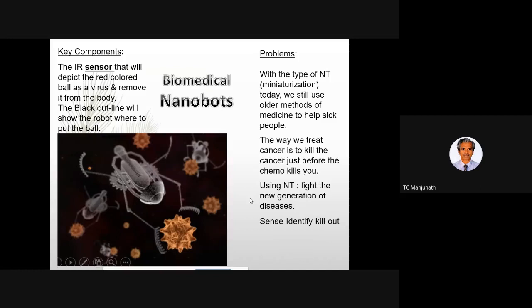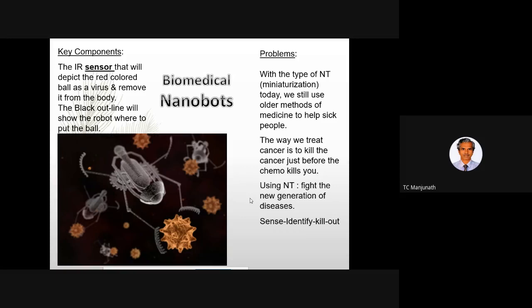And biomedical nanobots. See, normally I'm concentrating on the cancer therapy. You know that recently, for the past 2-3 years, nanobots are used to kill the cancerous cells. So with this type of nanotechnology miniature, still we are using the older medicine to help the sick people. So the way we treat cancer is to kill the cancer before the chemo kills you. The advantage of using nanotechnology is to fight the new generation of diseases. That is, sense, identify, kill the cancerous cells and come out.